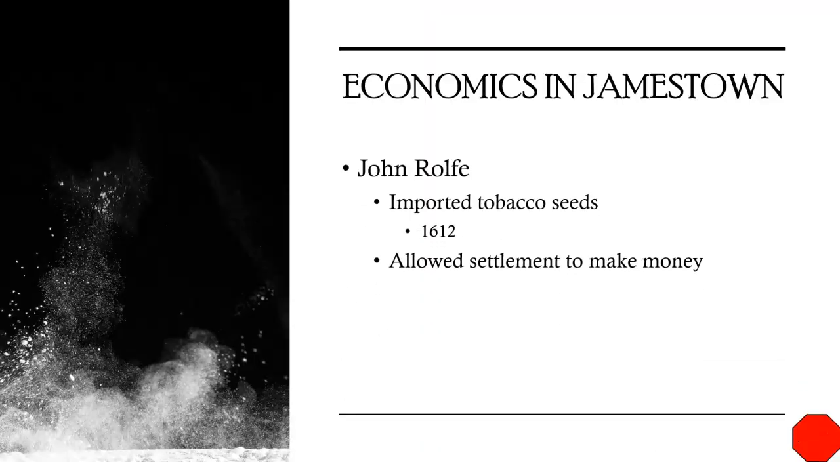Economics in Jamestown. One we want to talk about here is John Rolfe, who is going to be the big person from Jamestown. He is important because he imports tobacco seeds into the colonies for the first time in 1612. And this is going to allow the colonies to make money. This is going to be the cash crop that they're going to be able to grow and sell back in England and the UK and the rest of Europe, allowing them to make some money.